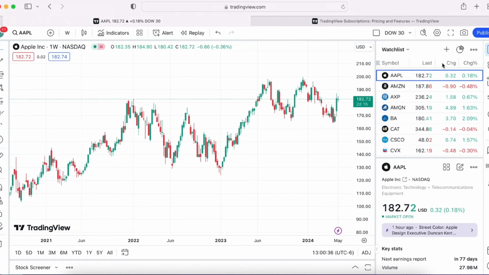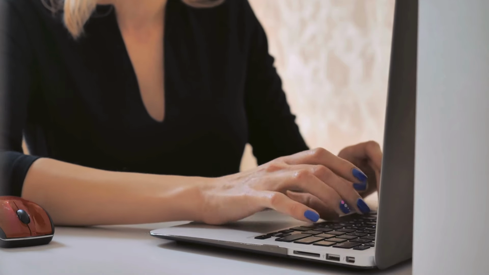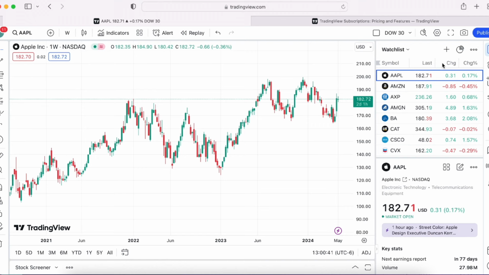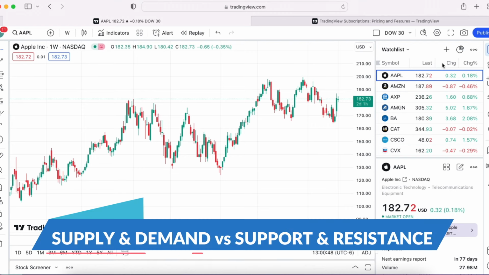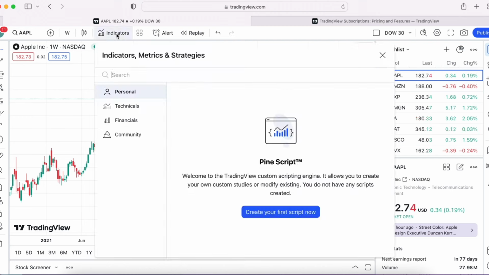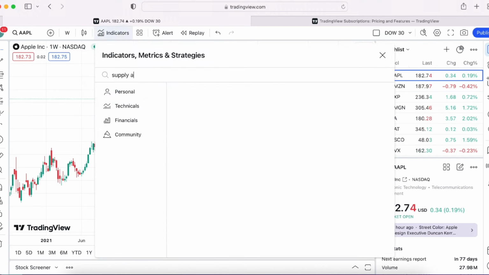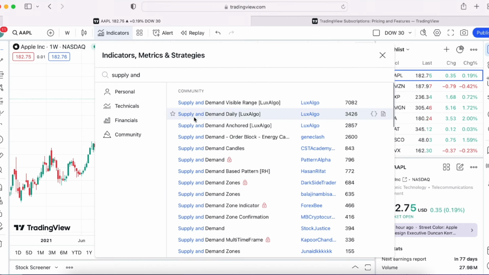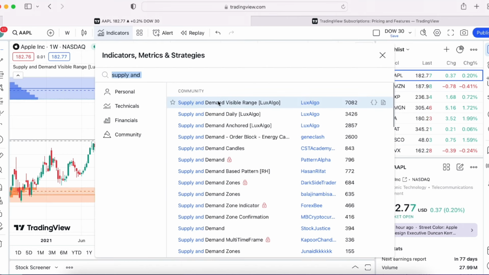Now, what I'm going to do right now is show you how to add one indicator for supply and demand. What's the difference between supply and demand and support and resistance? In my opinion, in layman's terms, support and resistance is for the short term and supply and demand is for the long term. So now I'm adding one indicator and I'm typing supply and demand. And I'm using the first indicator. If you want to know more about this indicator, you can look at the source code, and it also has more information on this link.